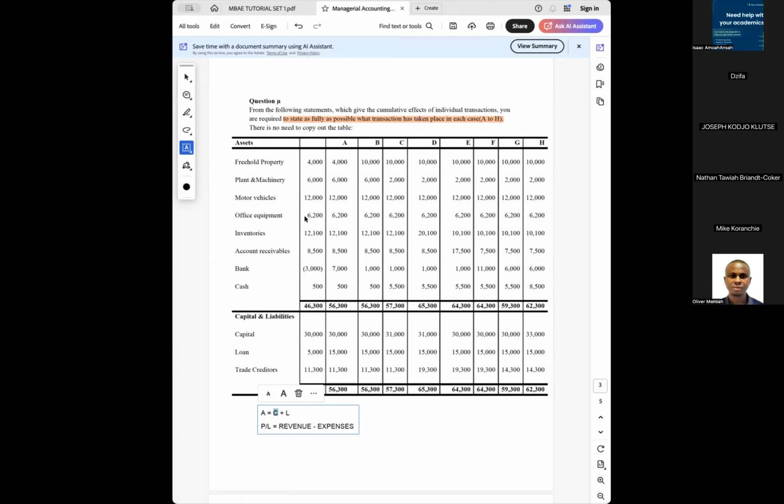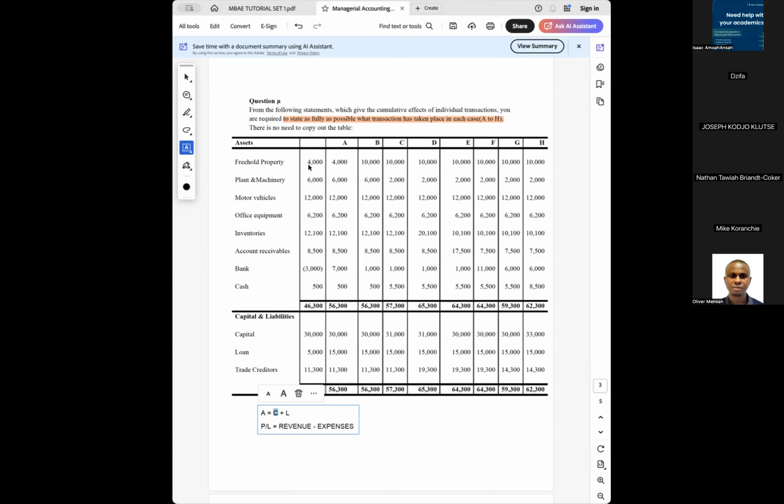If we do not see a rise in capital, but we have seen a rise in any of these properties, then it could be that the business has bought that item, has purchased that. So it's likely that we will see a decrease in bank or cash, right?